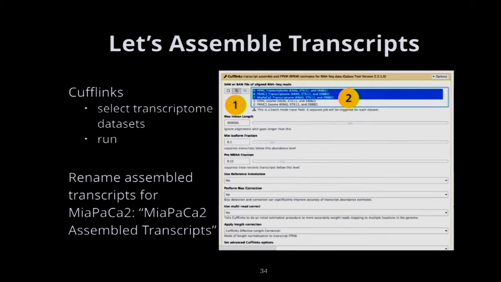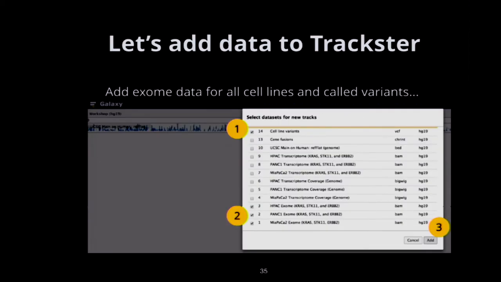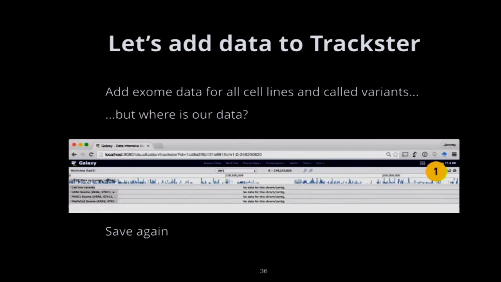We can also assemble some transcripts using Cufflinks, which you've already talked about. And so now we have a bunch of data sets. We can just say add data sets again, put in a bunch of data sets. And what we see here is, oh, I've got these data sets, but no data, right? So it'll say no data for this chromosome contig. That's because there is no data. As it turns out, the initial sequence data we're putting into this analysis is not covering the whole genome.